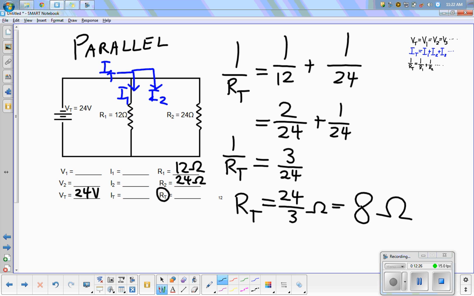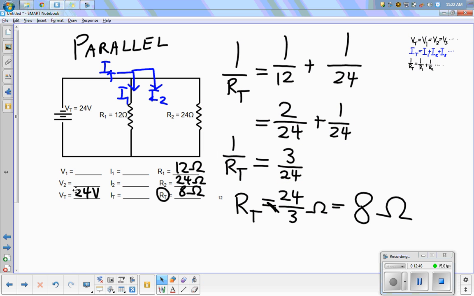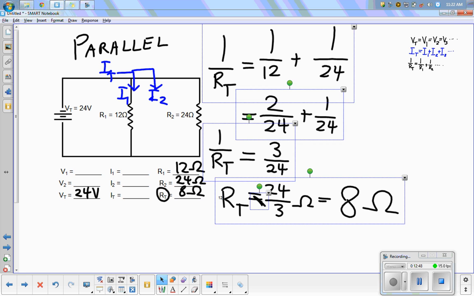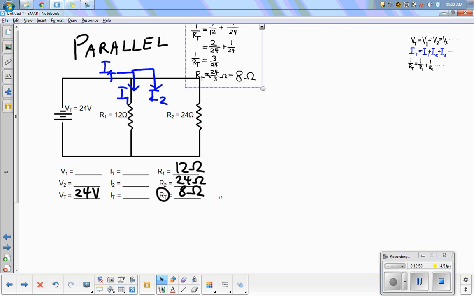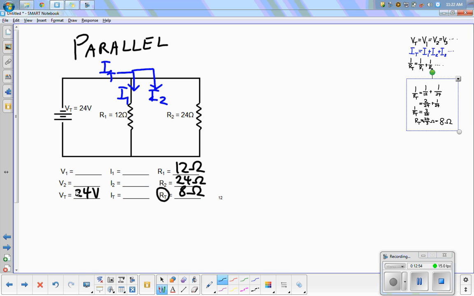So we know that this circuit is equivalent to a single series circuit with a single resistor of 8 ohms. This means we can find total current using just good old V equals IR. We're going to start off with V total equals current total times resistance total.